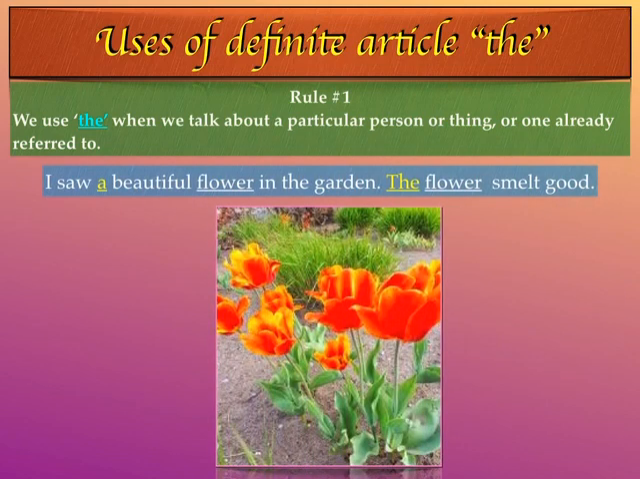Let's see one example. I saw a beautiful flower in the garden. The flower smelled good. Over here, in the first sentence, we have used a with the noun flower. But in the second sentence, we have used the along with the same noun flower because it is referred to for the second time, and this time we are specific about which flower we are talking about. So whenever we are talking about a specific or particular person or thing, we have to use the.